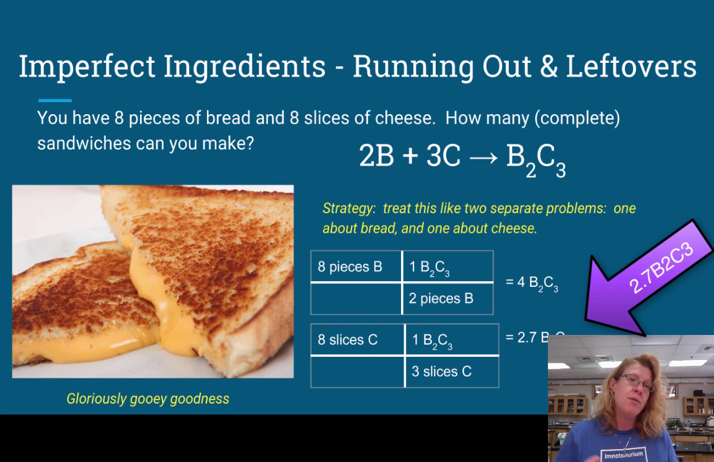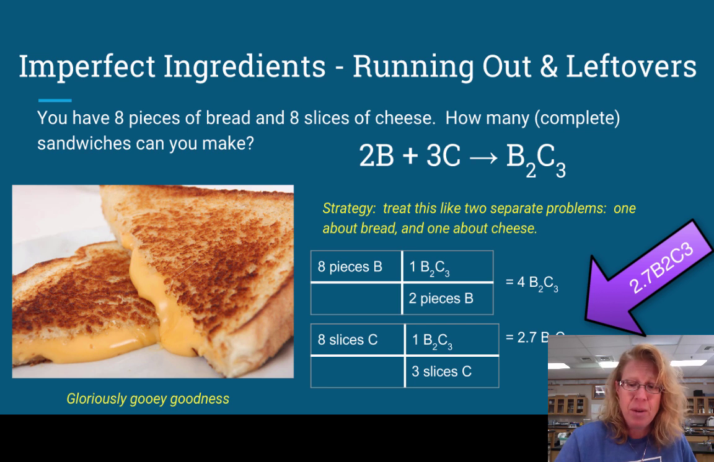So when we take a look at these, again, what's different here is that now I know quantities of two different reactants. I'm given two numbers at the beginning. All the other ones we've done so far, you've only been given one thing. Here I'm given two things: the amount of bread and the amount of cheese. And the strategy is to deal with each one separately. How many sandwiches could I make with this much bread? How many sandwiches could I make with this much cheese?